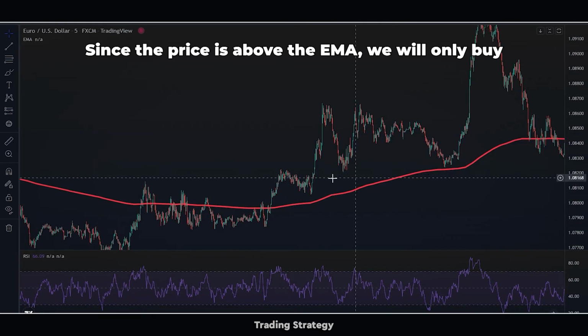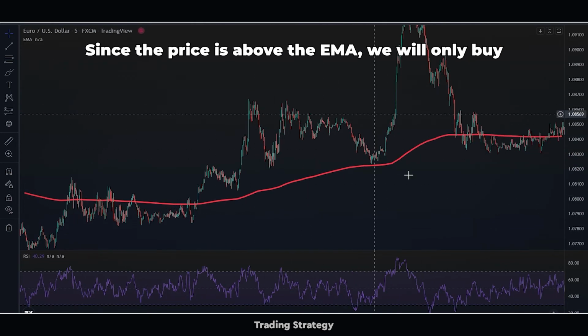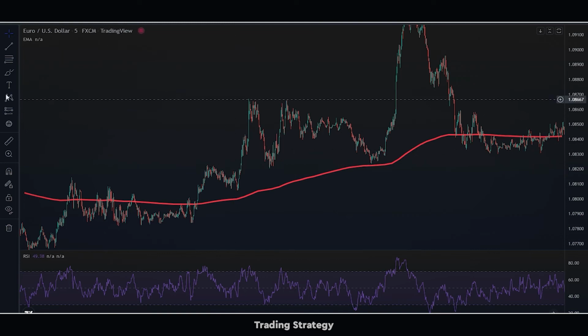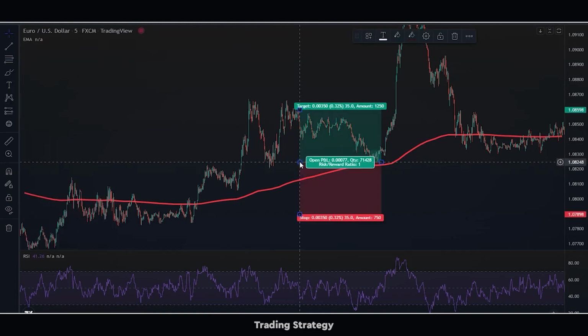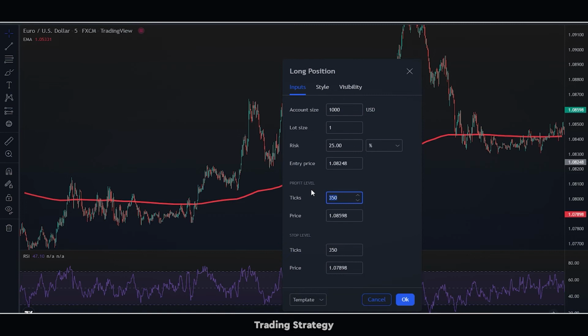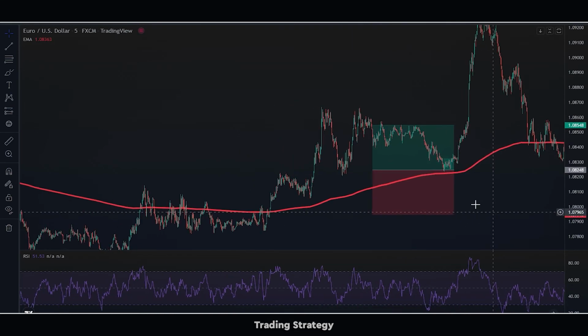Let's now see an example of the purchase. We found an uptrend. In this case, as the price is above the EMA, we will only buy. We wait for the RSI to be at 30 to execute the trade. After executing the trade, we set the stop loss and take profit at 30 pips and wait for the price to move.